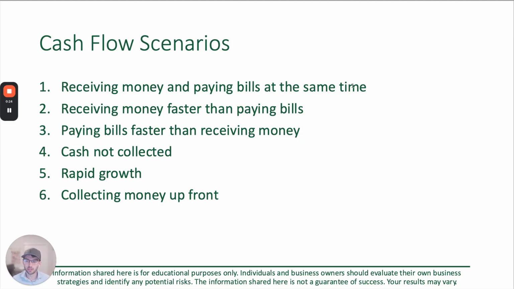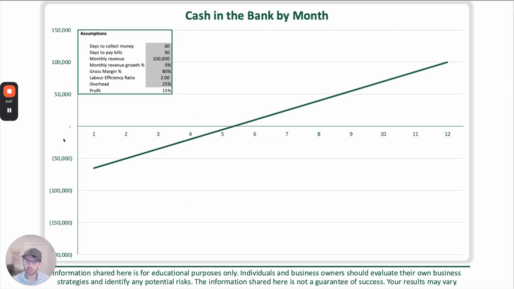So 1, 2, 3, 4, 5, 6. Basically, in each one, we're going to change one variable that you can change with your cash flow, helping to improve it, speed it up, and make sure that money from a job turns into money in the bank. So starting out here, this is going to be scenario 1, and it is essentially going to be our base scenario. And I'm going to walk through the assumptions because these are what we are going to change to show how it affects cash flow.